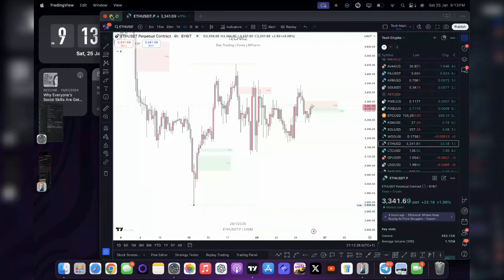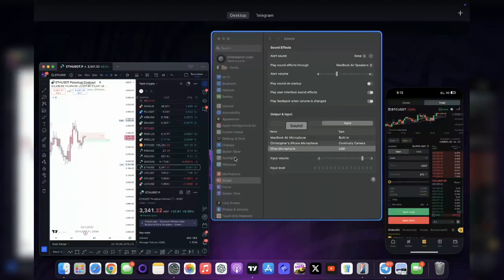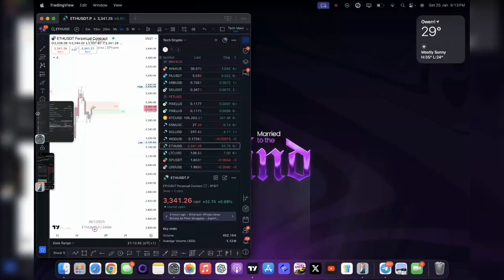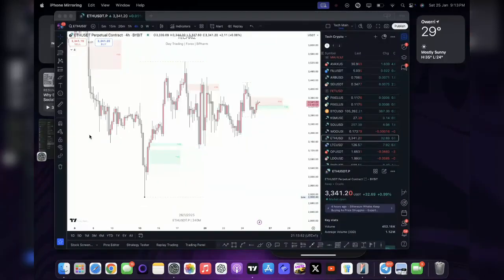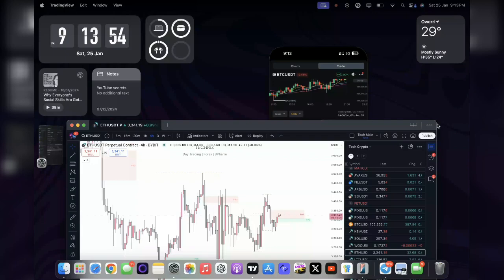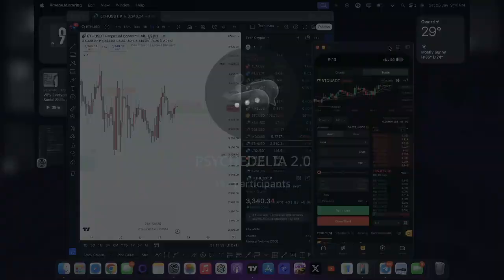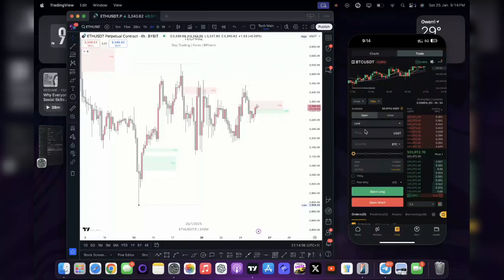Can you see my screen? Yes, sir. Okay. I'm trying to arrange this so it doesn't block me. All right. So I'm trying to put both of them on screen so that you're able to see. I hope you can see my Bybit, and you can see my TradingView, right? Yes, sir.